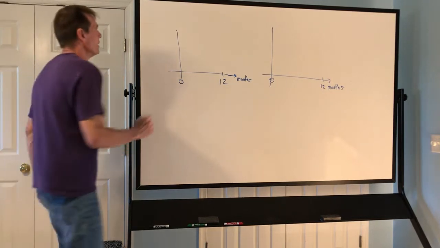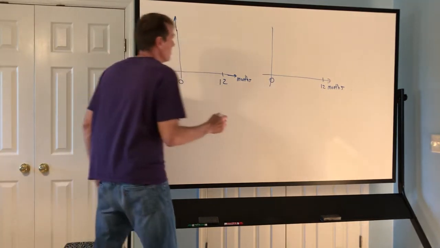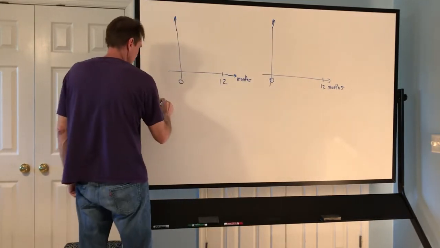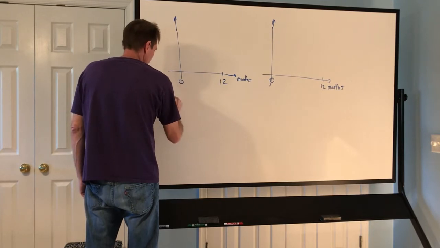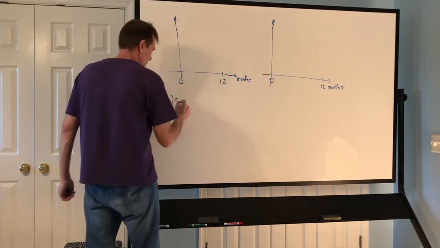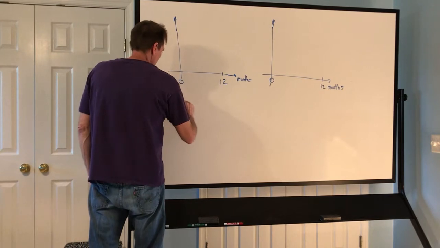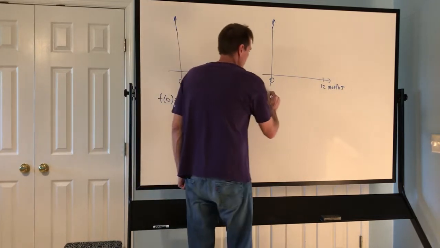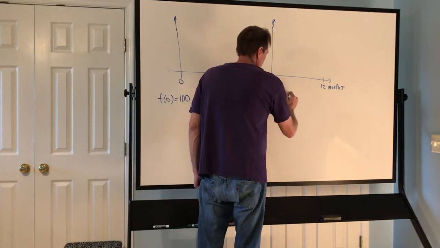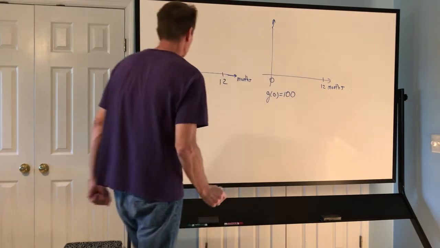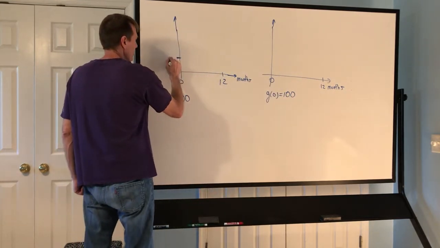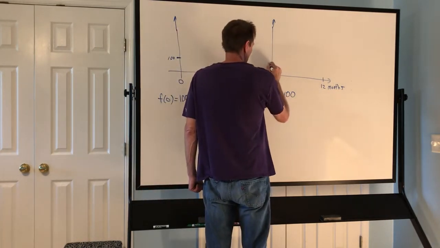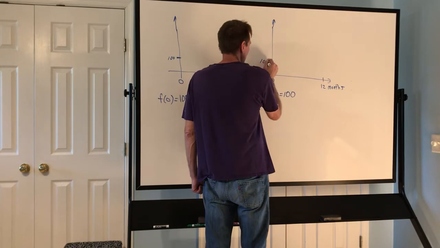Now let's suppose that f of 0 is, let's just say, 100. And over here, we've got a function g of 0 is 100. So we know at 0, f is at 100, and we know at 0, g is at 100.